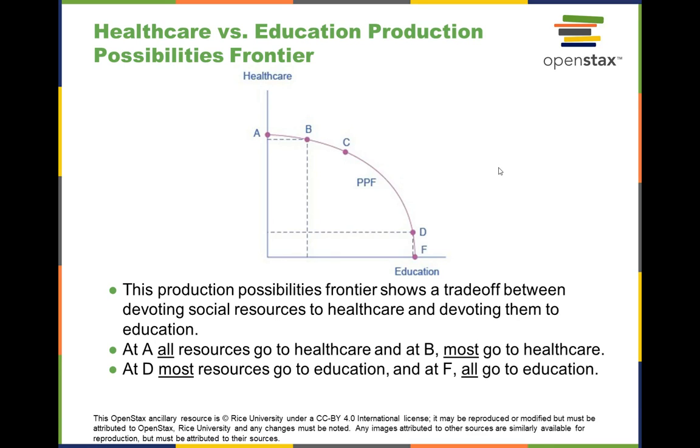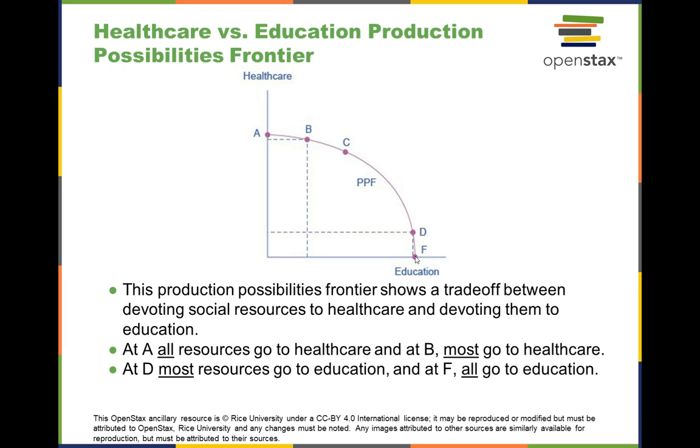Let's say it's two departments within the cabinet, the Department of Health and Human Services and the Department of Education, and they both could be given a certain amount of money. So this production possibilities frontier shows a trade-off between devoting social resources to healthcare and devoting them toward education. So if you are at point A, you're putting all of your money, let's say the budget is $1 billion, all of it is going to healthcare, and you have $0 for education. This is $0 in education. This is $1 billion toward healthcare.